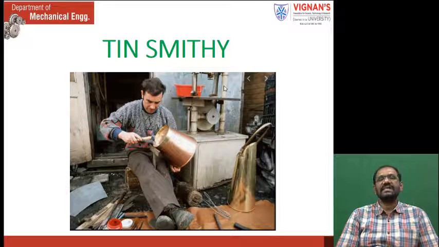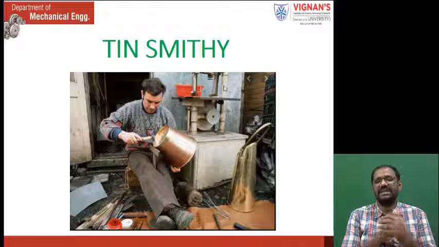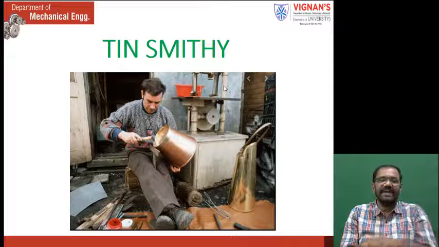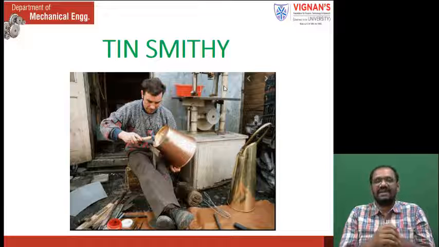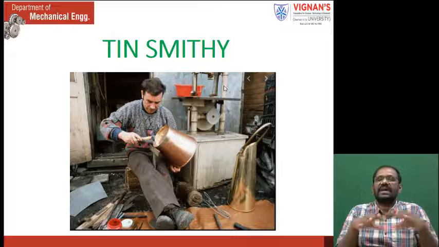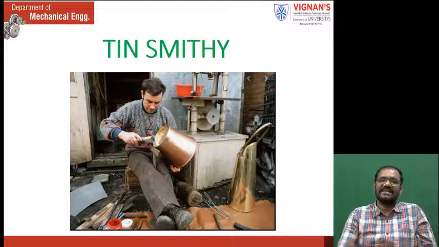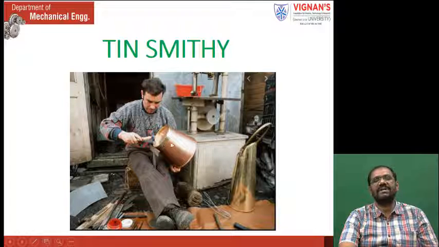In this tin smithy work, I already told you the difference between plate and sheet metal. If the thickness is more than 3 mm, that is called plate. If the thickness is less than 3 mm, we call that sheet metal. With sheet metal, we can make different types of products. See this man in that slide. This fellow is making the bottom of a bucket, so the bottom is prepared for the bucket using sheet metal.